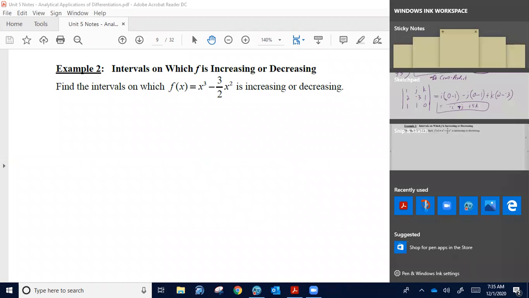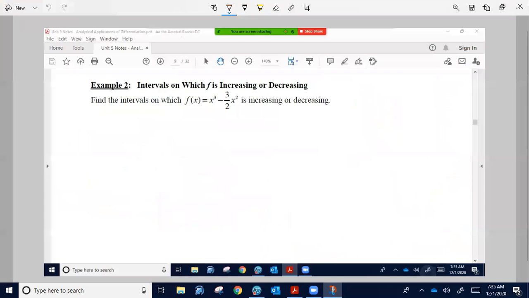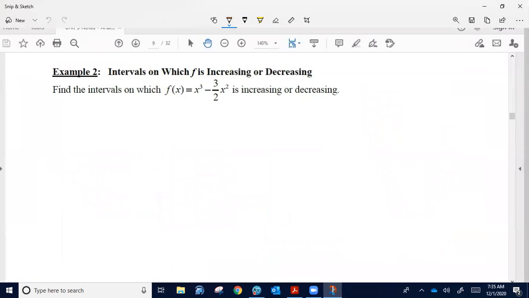Now we can do it without a picture too. So this is: find the intervals on which f of x equals x cubed minus 3/2 x squared is increasing or decreasing. So again, find increase or decrease. This is f of x, the original problem. So I have to figure out derivatives. f prime positive means increase, f prime negative means decrease. But the first thing I have to do is find the derivative.